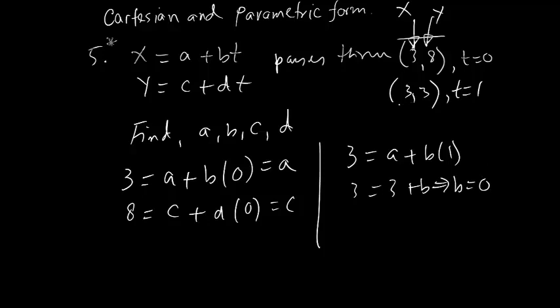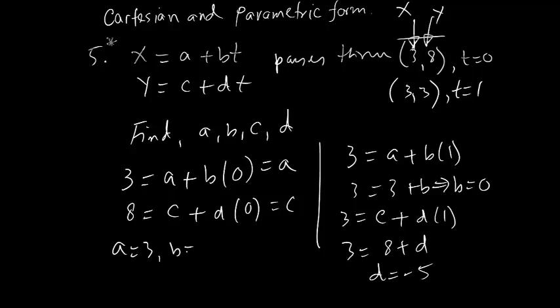Now I'm passing through this point, so my x is 3, that's why we put it like that, and t is 1. Now y is 3, c plus d times t, where t is 1. c we got already as 8, plus d, so then you can say d equals negative 5. So we got all the values: a equals 3, b equals 0, c equals 8, and d equals negative 5. Now if you plug these a, b, c, d values into the Cartesian form of this parametric form, you will see the ax plus by plus c type, which is the equation of a straight line.